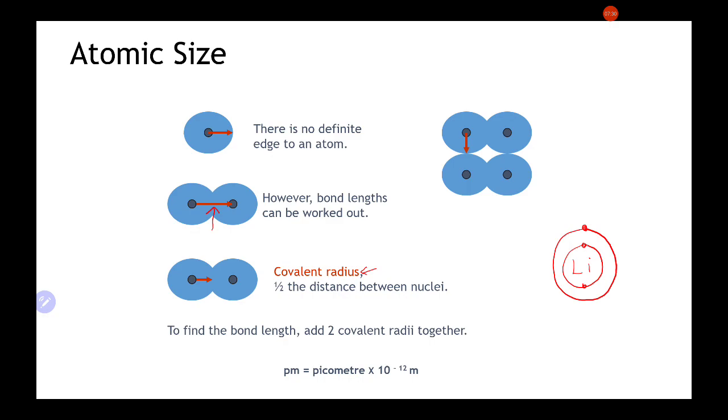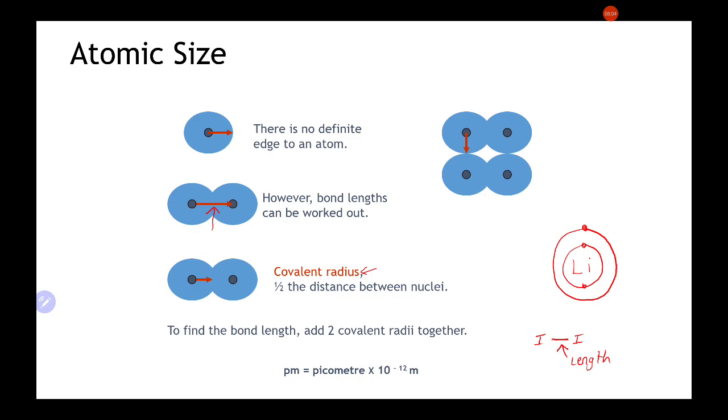So say you had 2 iodine atoms joined together. What you can do is work out the length of that bond, and then to work out how big that atom actually is, so 1 atom of iodine, all you would need to do is half that bond length. So again, don't worry too much about this just now, because we're going to practice that a wee bit later, but that's just to let you know what it is that we're talking about.